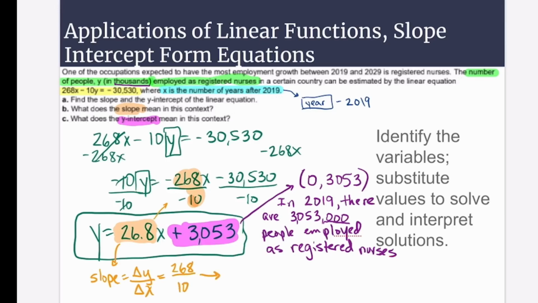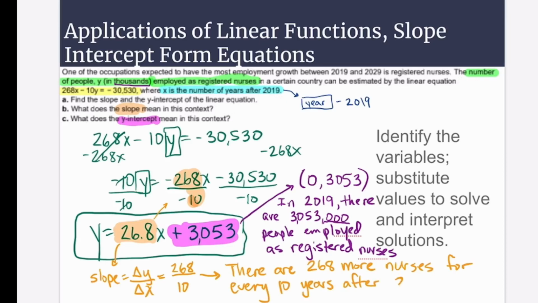So y, again, is the number of people. So the change in y means there are 268 more, because it's positive, registered nurses. That's the change. There's an increase where there's that many more. And the x is the number of years. So there are 268 more nurses for every 10 years. And this is all after 2019.